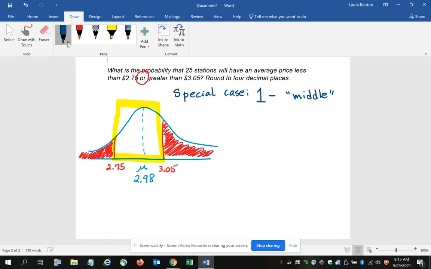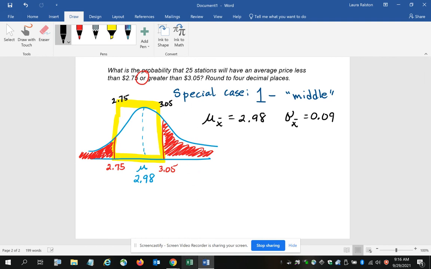But again, we've applied the central limit theorem. So applying the central limit theorem, my mean of the sampling distribution is $2.98. My standard deviation for the sampling distribution is the 9 cents. So when I say middle, we're going to go from $2.75 to 3.05. That's kind of the middle piece.